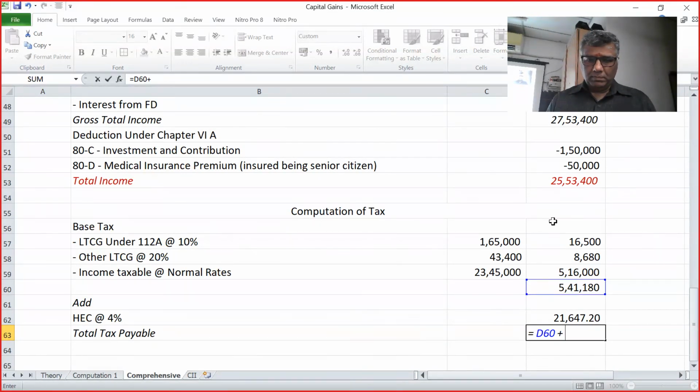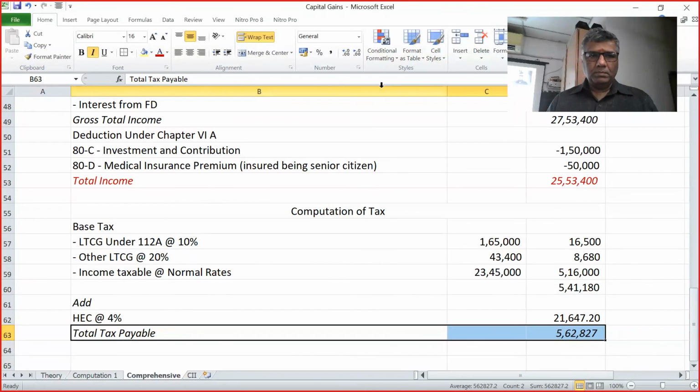He is not a senior citizen. He has taken an insurance for a senior citizen.